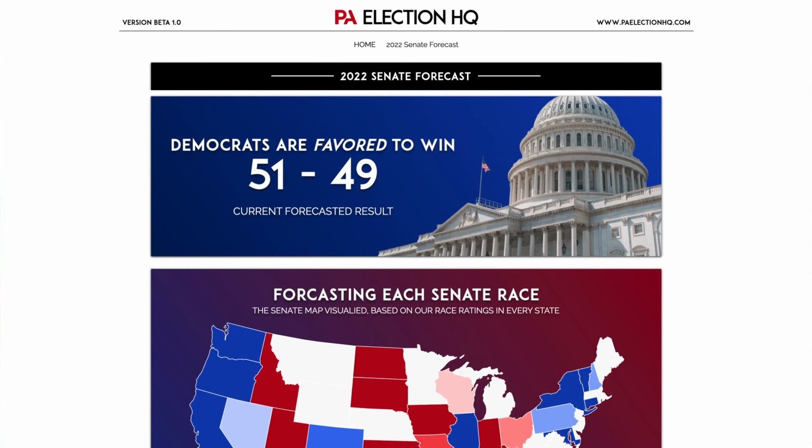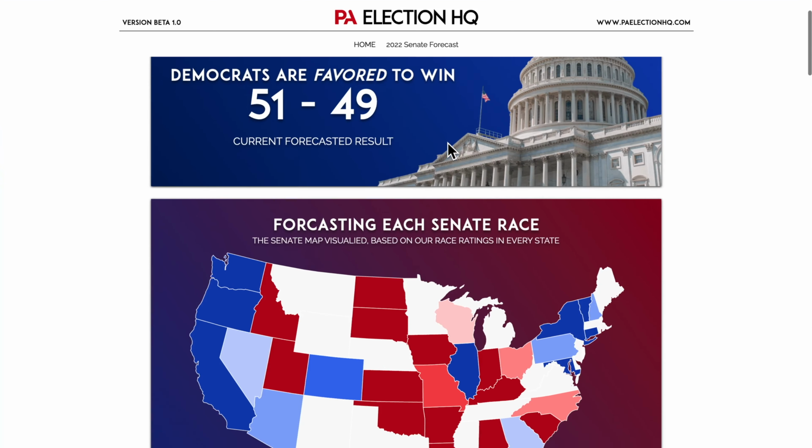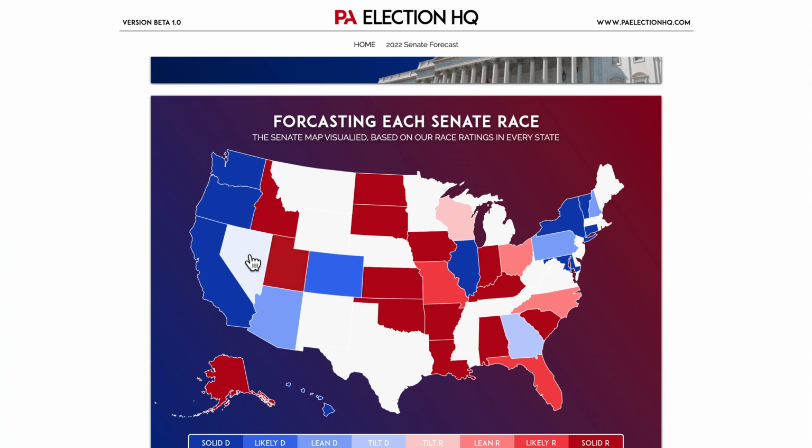Now we'll take a look at what the forecast actually projects for the races this November. Right now we do have Democrats slightly favored to win. We have them currently winning 51 seats, 49 for the Republicans, with Democrats having very narrow victories in Nevada and Georgia. If these races go the other way, they definitely will sway the actual results.